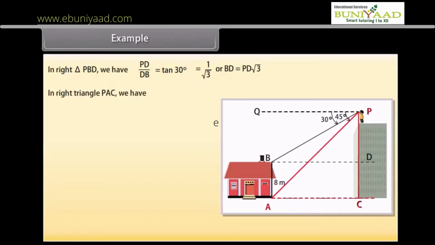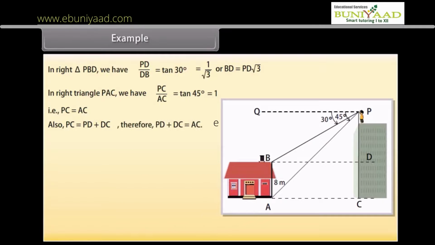In right triangle PAC, we have PC upon AC equals tan 45 degrees, which is equal to 1. That is, PC is equal to AC. Also, PC equals PD plus DC. Therefore, BD plus DC is equal to AC. Since AC is equal to BD and DC is equal to AB, which equals 8 meters, we get PD plus 8 is equal to BD, which equals PD square root 3.